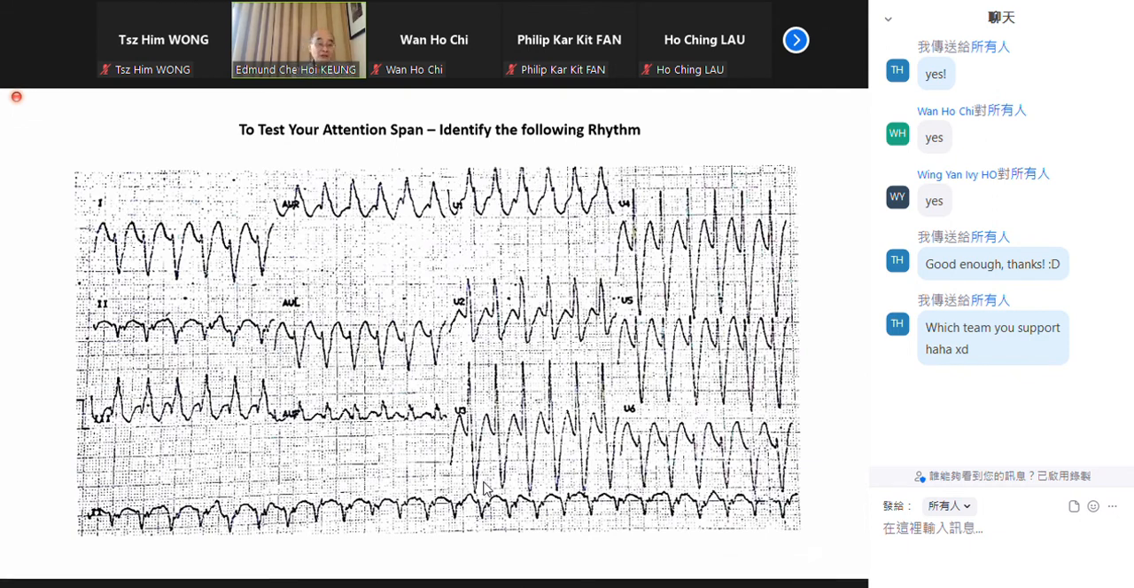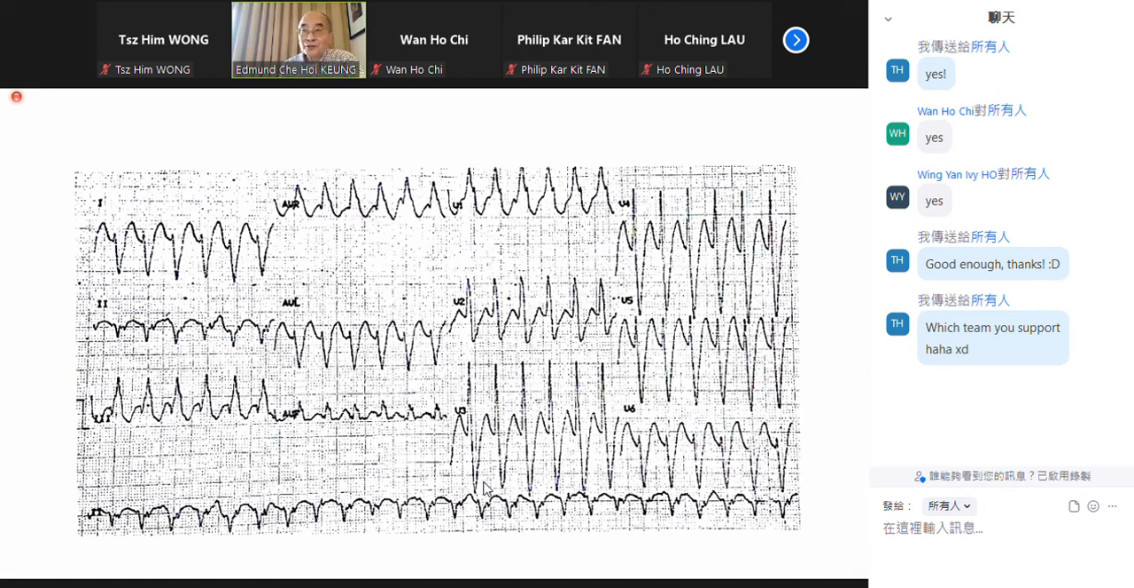Why? Because of the history and presentation. An elderly woman, most likely with prior coronary artery disease. A wide complex, but let's go through the checklist.